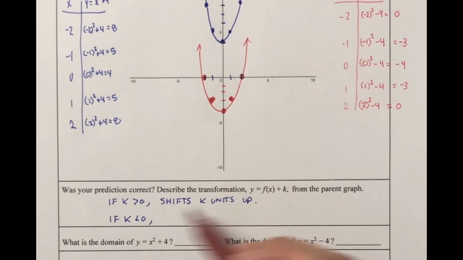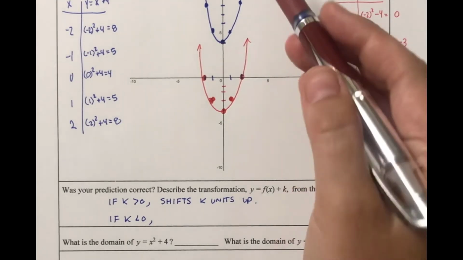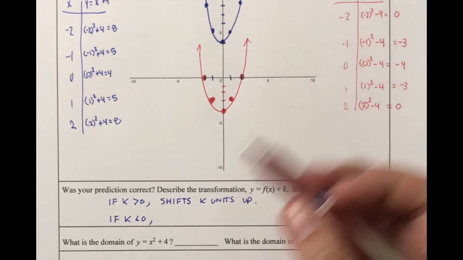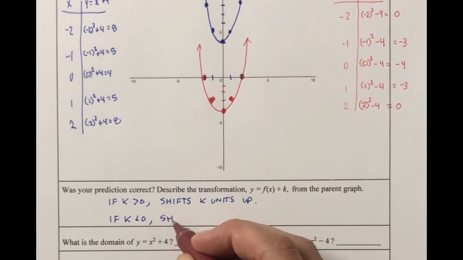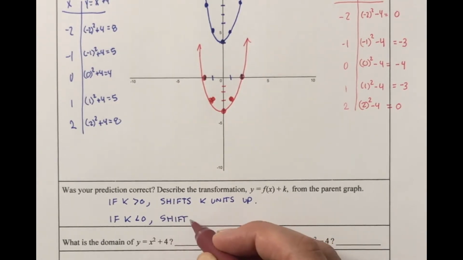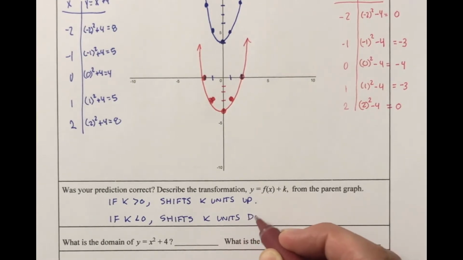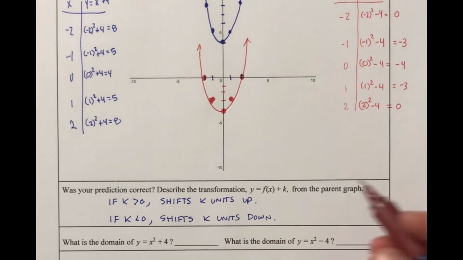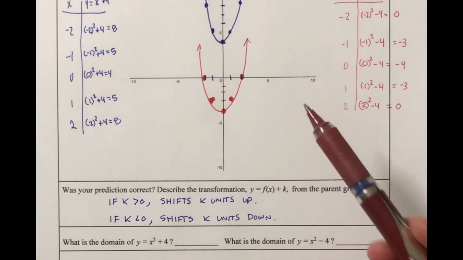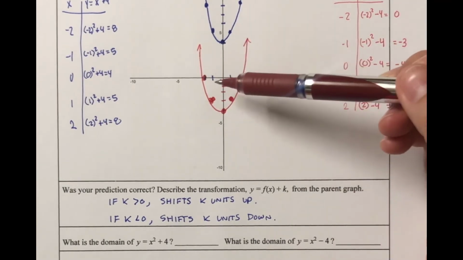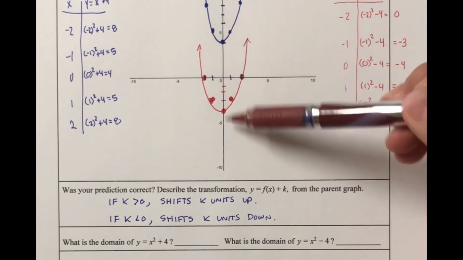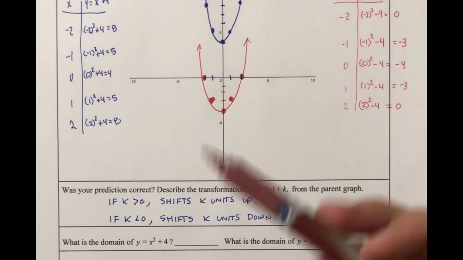And if k is negative, so we would add a negative number, so it would look like minus a number, like -4, that would shift the graph down k units down. So the transformation here is that your original graph shifts up or down.